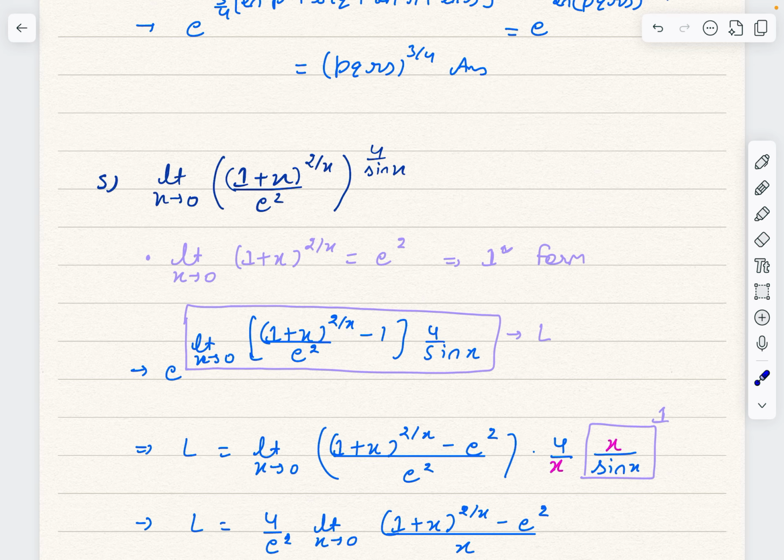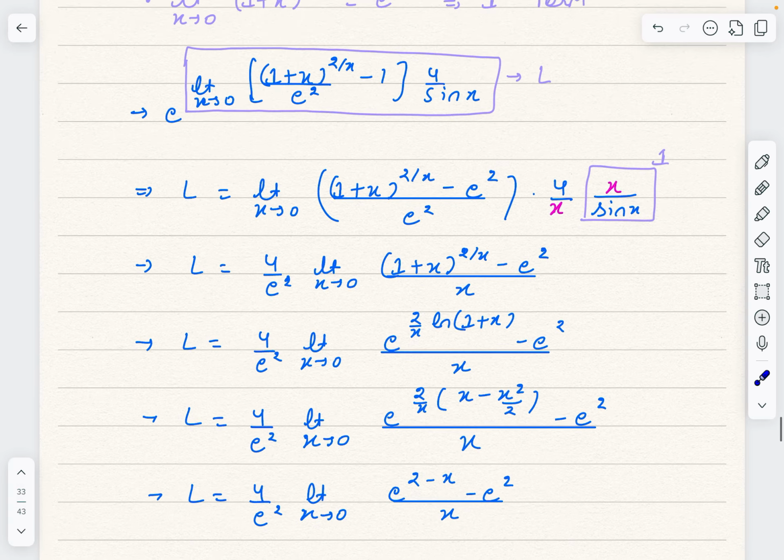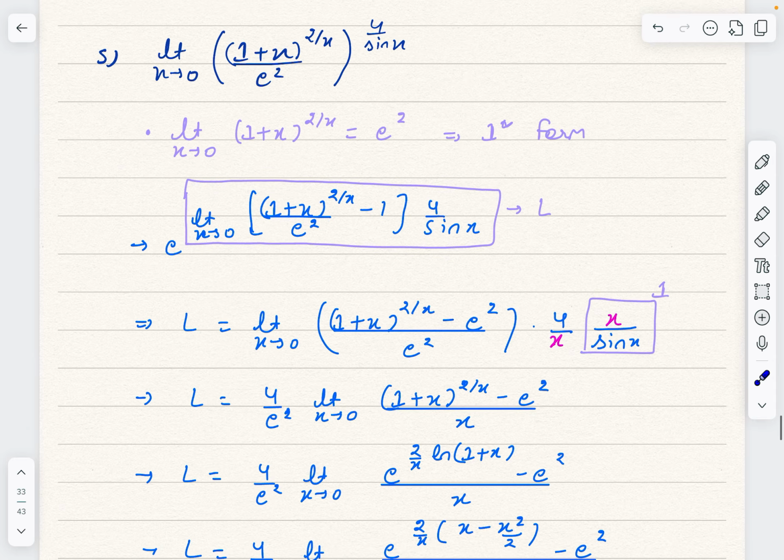See, the final answer here is e power minus 4. So if you have got this thing, you can move on to the next one. Otherwise, look into the solution. First of all, if you see this thing, if I take x as 0, what do you get here? You get 1 power infinity form. And when you solve this thing, you get e square. So if you put e square here again, you get e square by e square will be 1 again and raised to power infinity. So it again becomes 1 power infinity form. So overall, this is a 1 power infinity form.